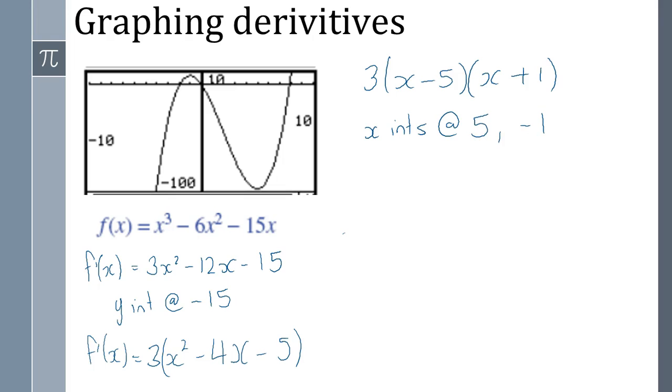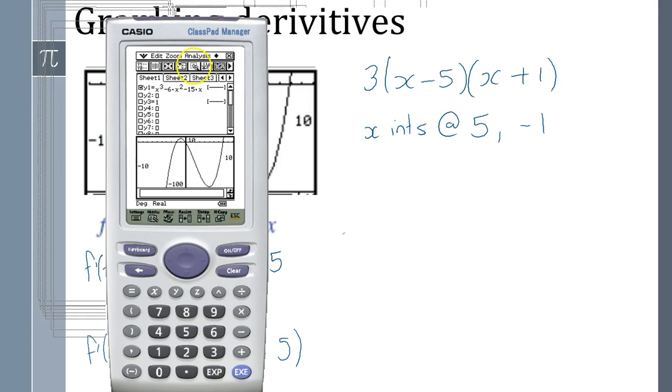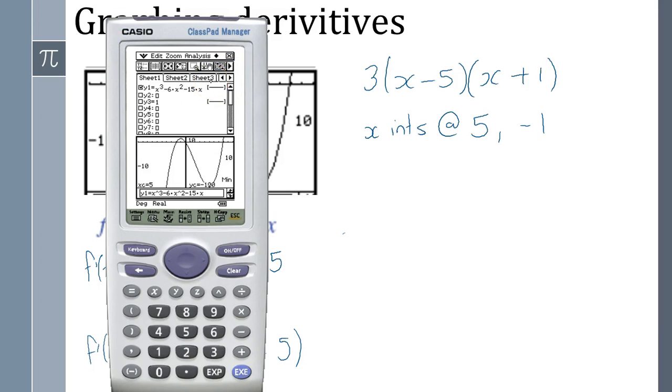Now, it's really hard to see here, but I'll show you on here. So I'm just going to find the turning points. This is the original function. So analysis, G-Solve, for anything, we're going to go to the maximum. So the maximum is at negative 1, 8. And the minimum is at 5, negative 100. Can you see the relationship between those two?